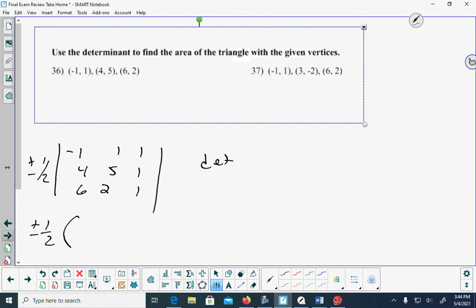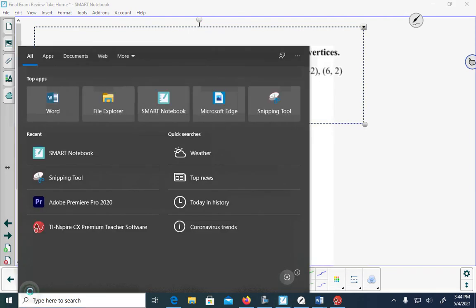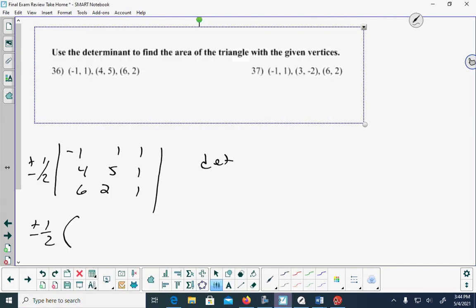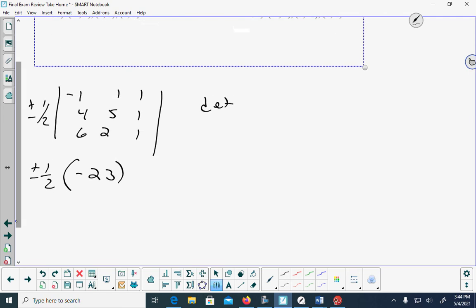I am going to get a positive, no, I'm not. I'm going to get a -23. So I am going to make this 23 halves, or 11.5, and I'm just going to make it positive. That plus or minus just says, make it positive, please.